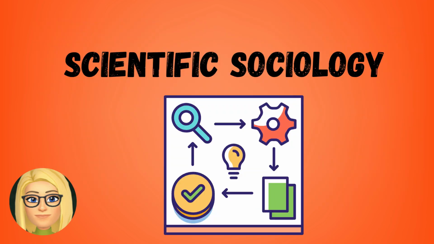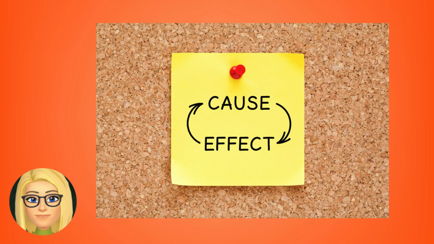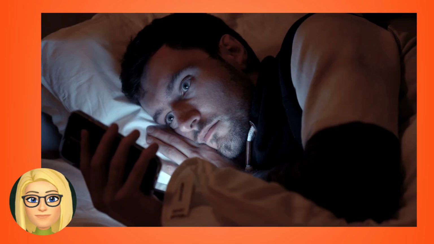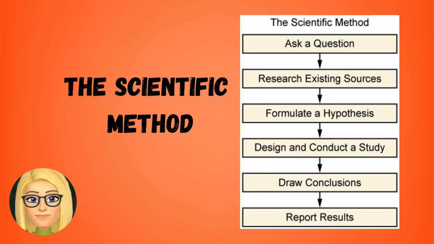I'm that sociology teacher, and today we will be talking about how sociologists use science to test ideas about how society really works. One of the biggest goals of scientific sociology is understanding cause and effect. Sociologists want to know if one thing actually causes another thing to happen. For example, does social media use cause lower sleep levels in teenagers, or are those two things just connected in some way? To answer questions like this, sociologists use the scientific method.